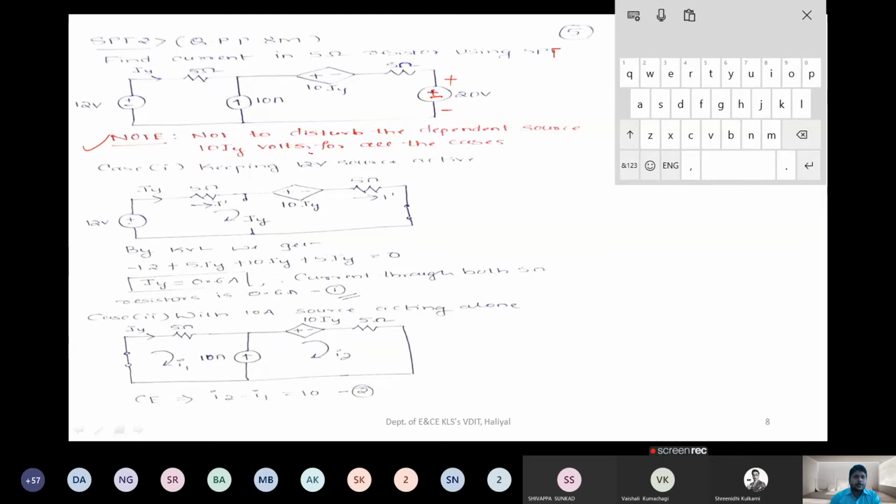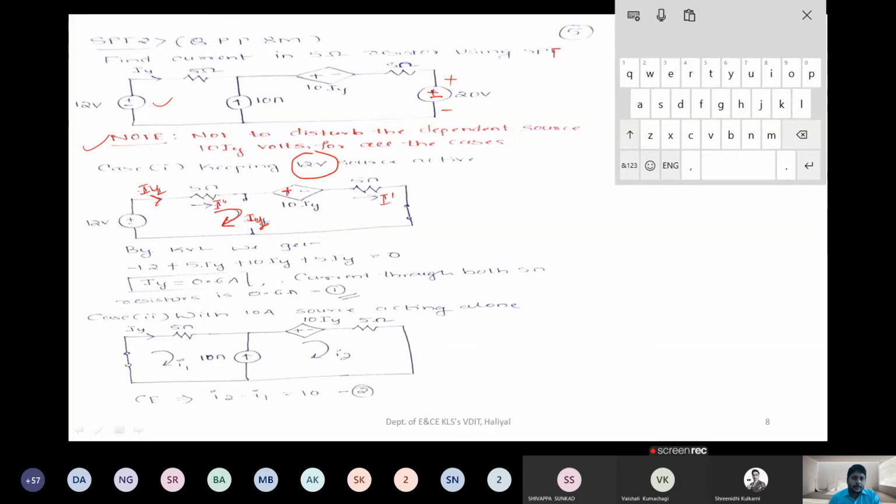So I am taking the 12 volt source acting alone. That means you have to open circuit this and short circuit this. What we get is this network, and you can see it is one complete loop. A branch current Iy is already mentioned, so I can take the same branch current as the loop current, because it is a single loop and the same current flows everywhere. But let us assume the current through both 5 ohms as Iy.